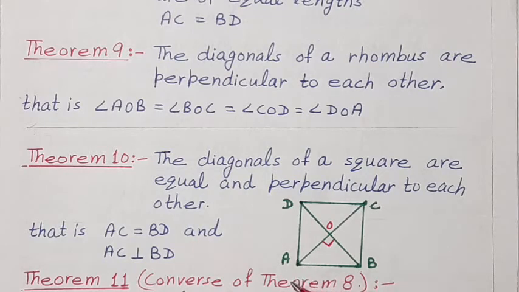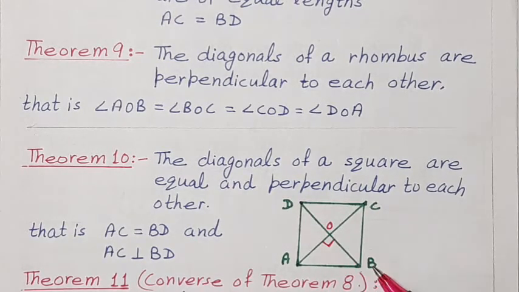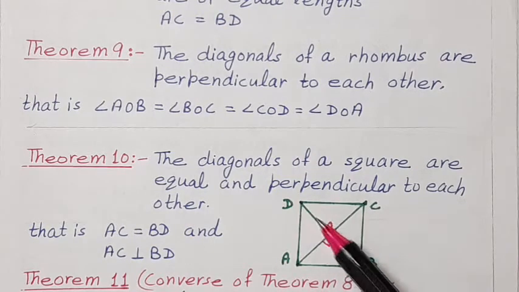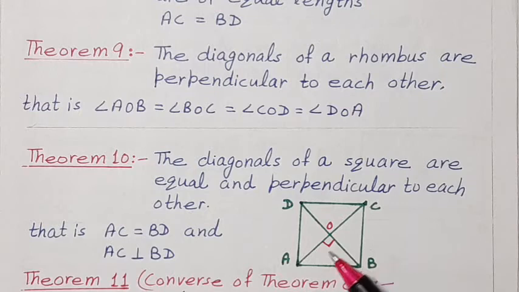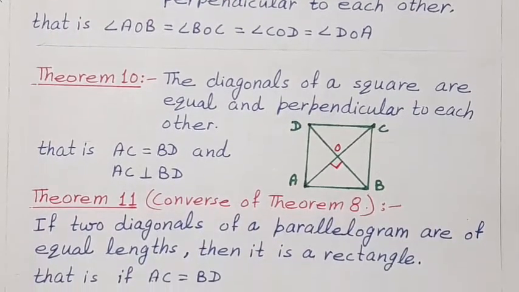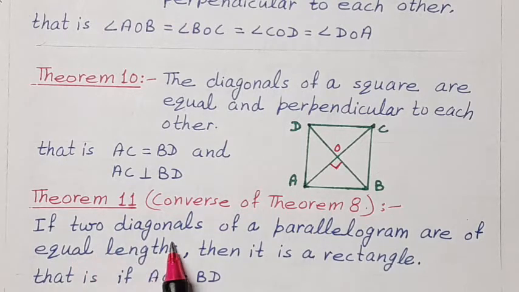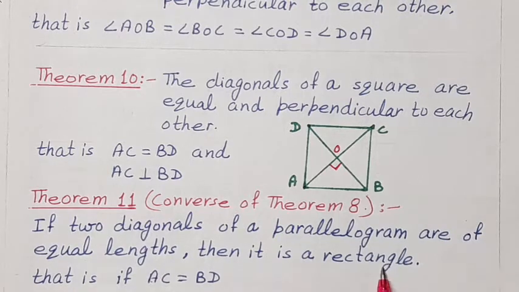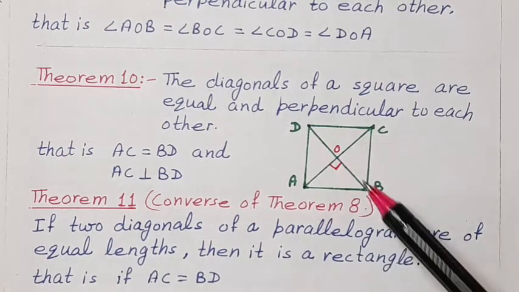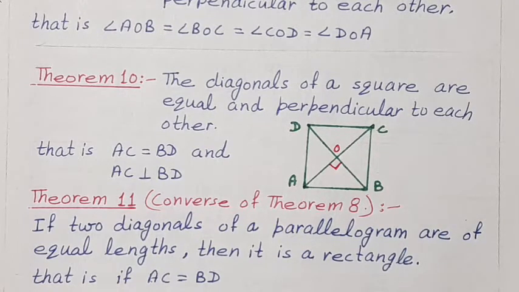That means AC is equal to BD as well as AC is perpendicular to BD. So, all angles are of 90 degrees each. I hope it is clear to everyone. Now students, theorem number 11 is just the converse of theorem number 8. That is, if two diagonals of a parallelogram are of equal lengths, then it is a rectangle. That means, if both the lengths are equal, then it is a rectangle. Clear?